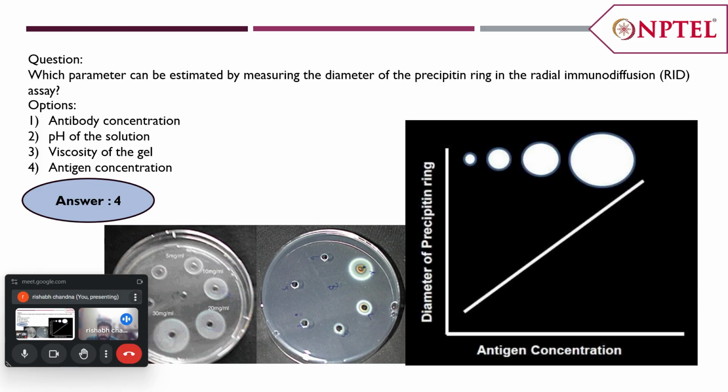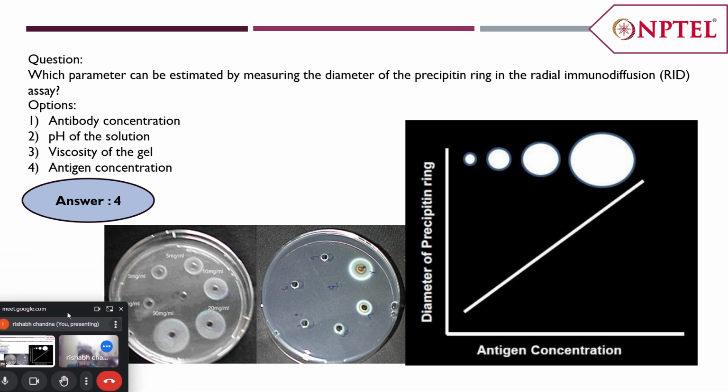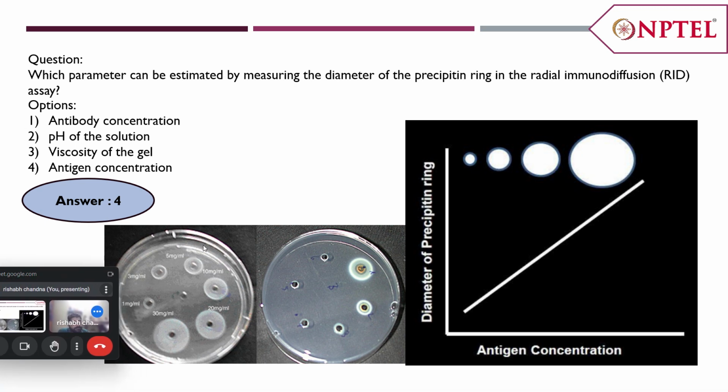Okay, so now how do we do the actual method? We have a plate like this, as you can see in the image, and then we develop certain wells inside this agarose plate itself. In this agarose, we have already mixed an antibody of our interest. That will help us to identify that particular antigen present inside the sample that we have.